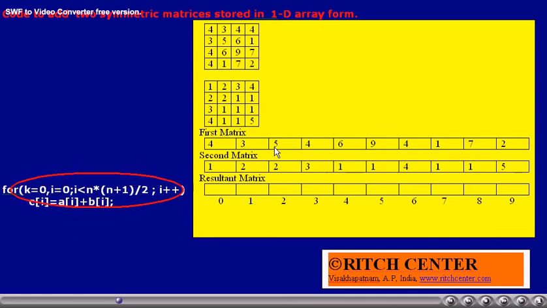Remember, both the symmetric matrices should be of the same size. So we can add two 4x4 matrices. You cannot add a 4x4 matrix and a 5x5 matrix. It's not possible according to mathematics, not acceptable. So we are assuming both the matrices are of the same order. Their 1D representations are available in the two 1D arrays A and B. Thus we have written this for loop which will add element by element.